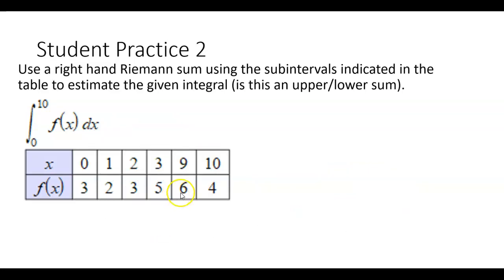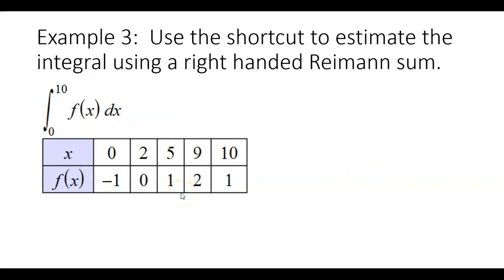So let me show you the shortcut here on example 3. All right, so here are my bases. 0 to 2 is 2. 2 to 5 is 3. 5 to 9 is 4. And 9 to 10 is 1. I'm going to label those as the bases of my rectangles.